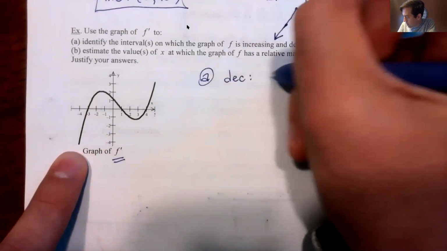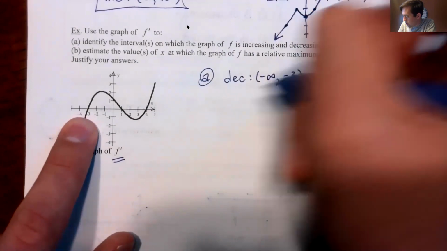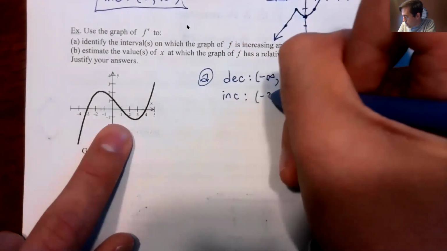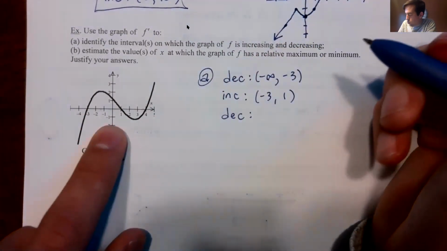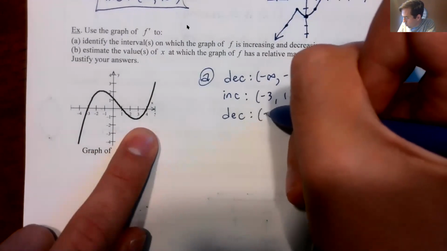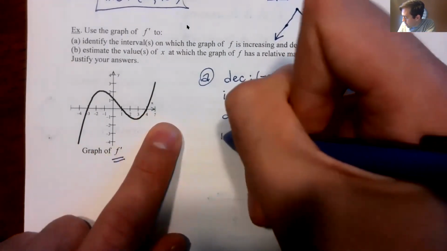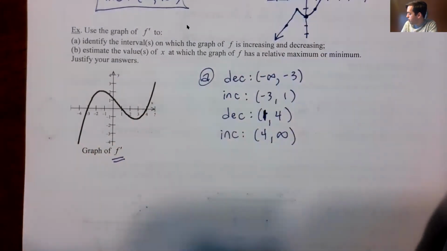So we're decreasing from negative infinity to negative 3. We're increasing wherever this is positive, so from negative 3 to 1. Then we're decreasing again from 1 to 4. And then we're increasing again for numbers greater than 4.